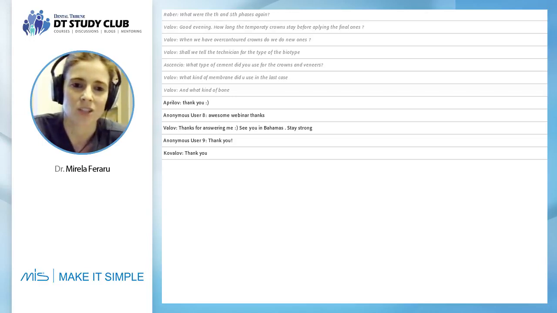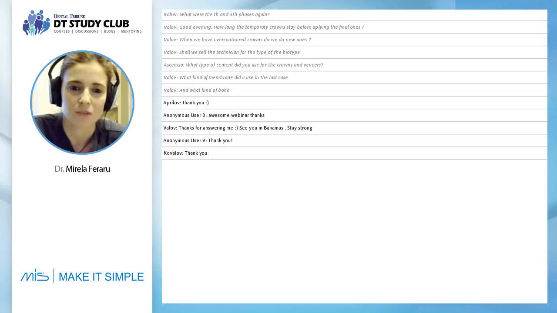Ascensio, what type of cement did you use for the crowns and veneers? It was Variolink Esthetic, Light Cure LC for the veneers, and Dual Cure cement for the crowns. You can also use Panavia, but usually for the veneers we go for Variolink Esthetic.